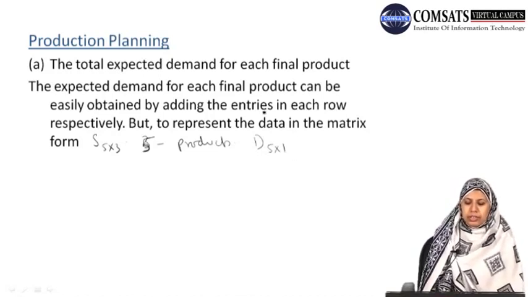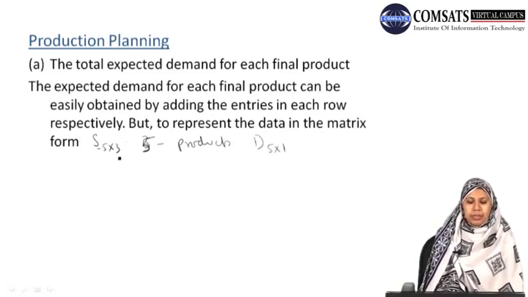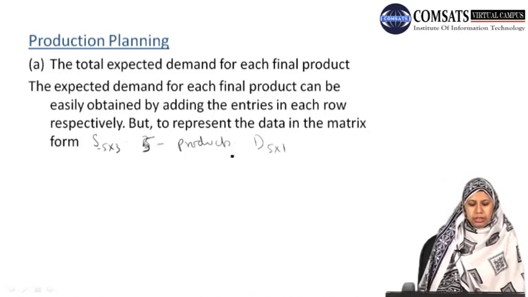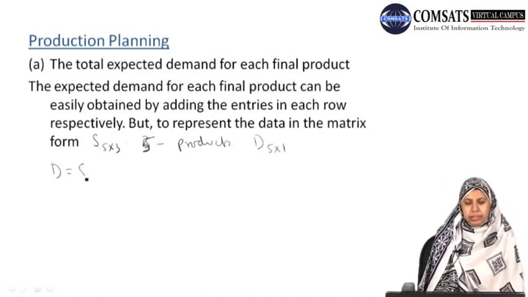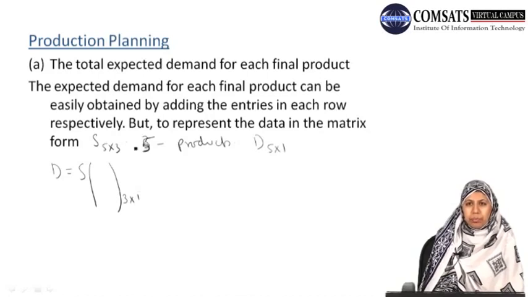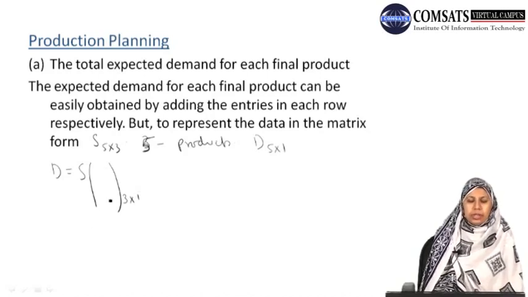So how can we obtain this matrix D from our given matrix S of order 5 by 3? Our matrix D will be obtained by multiplying matrix S by a matrix of order 3 by 1, that is a column matrix of 3 rows and 1 column. And what will be the entries of this matrix?